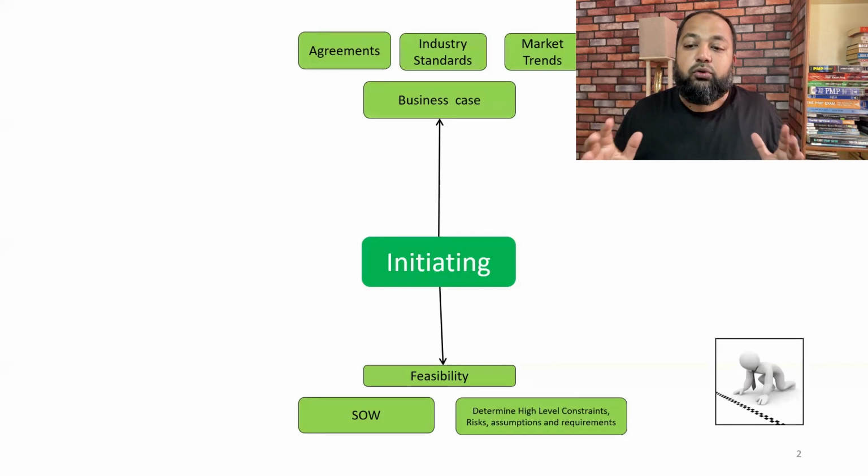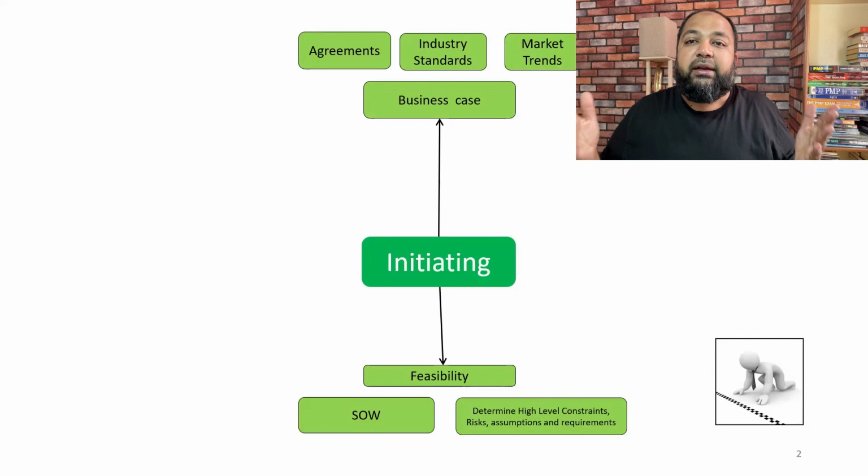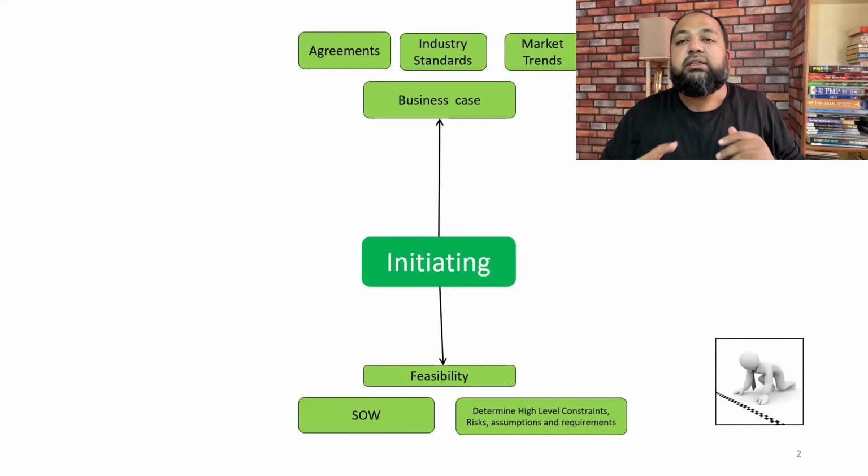So the initiating process group is going to set the stage for you to deliver the entire project. If you're starting off as a project manager, you need to know all of these things when you start the project. Why is the project being done? What are the initial risks, assumptions, and then what are the requirements, success criteria, exit criteria, right? All of these are basic things. So that's very important.